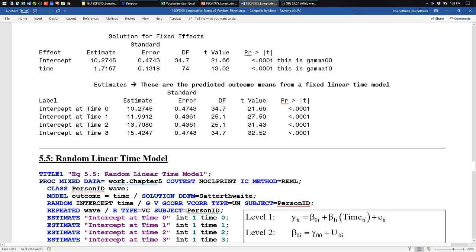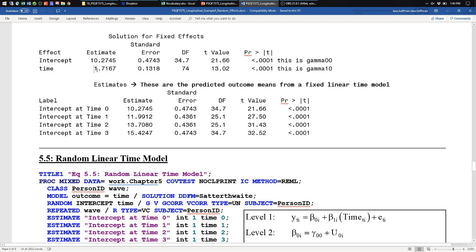The fixed effect of time is 1.7. So for every 1 unit change in time, my outcome goes up by 1.7. Now, if you were writing this in practice, 1 unit change in time is not helpful. You would want to substitute in for every year, for every day, for every month, whatever time is, use the scale.